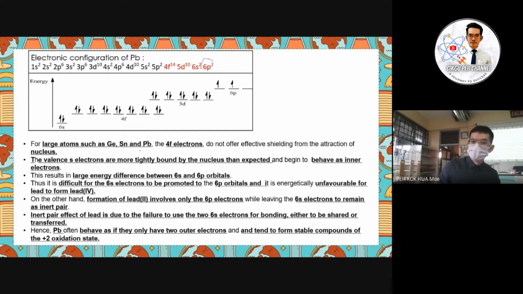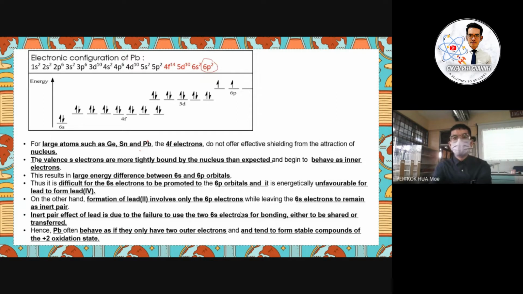So only 2 electrons from the 6p orbital are actually involved in the bonding. Here it is also mentioned that there is a large energy gap between the 6s and the 6p orbital. When the gap between these 2 orbitals is larger, the electron from the 6s is not able to jump to the 6p. This effect is known as the inner pair effect, and we mainly discuss it in lead. The conclusion is that lead behaves as if it only has 2 electrons in its outer shell, but actually has 4, and is stable at the +2 oxidation state.